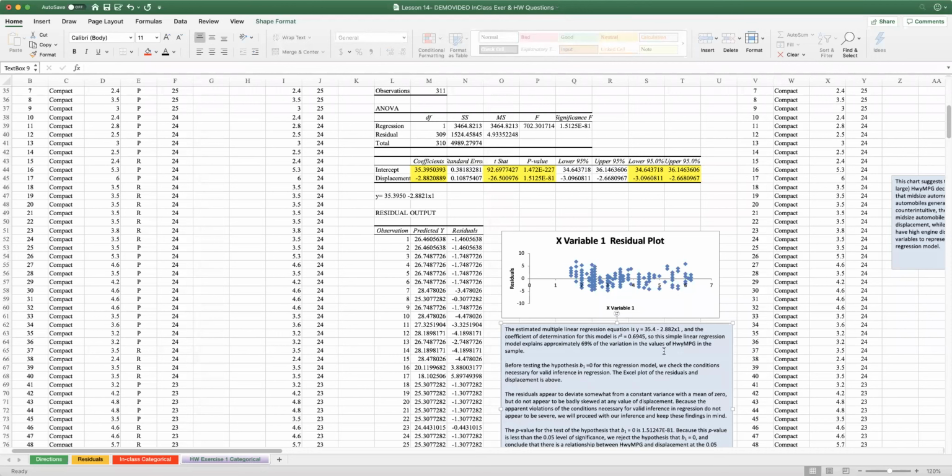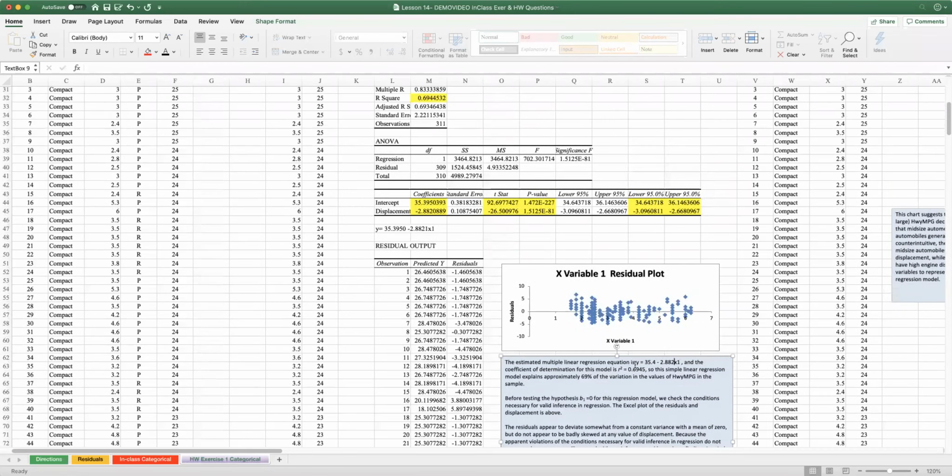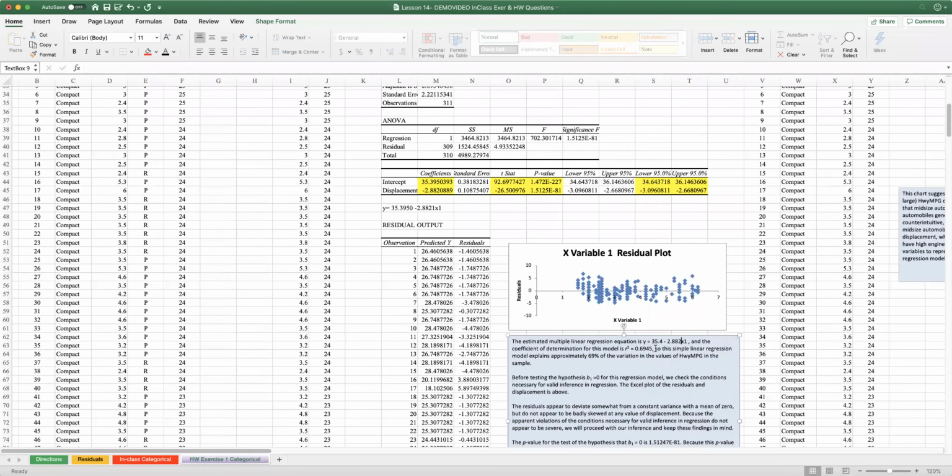Because sometimes when you run these, you get little different rounding errors. Haven't figured out why yet. It's okay, as long as they're close enough. All right, and that looks fine for the R squared.